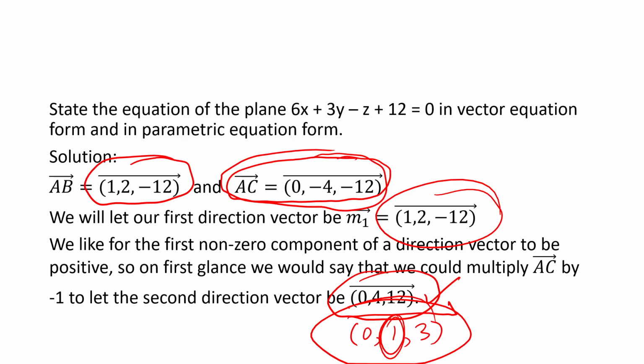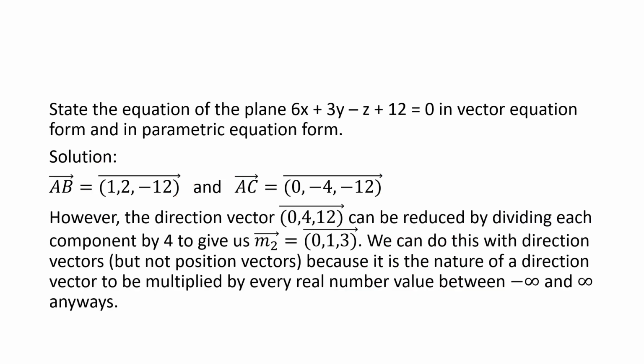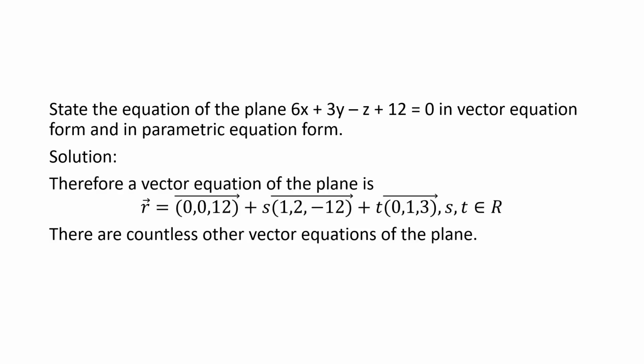And we have a position vector that could be the same numbers as any of the 3 points. We can use those as our position vector. And so we can say that the vector equation of the plane is as shown. The position vector (0, 0, 12), because we determined (0, 0, 12) is a point on the plane, plus a parameter times (1, 2, -12), plus a different parameter times (0, 1, 3).